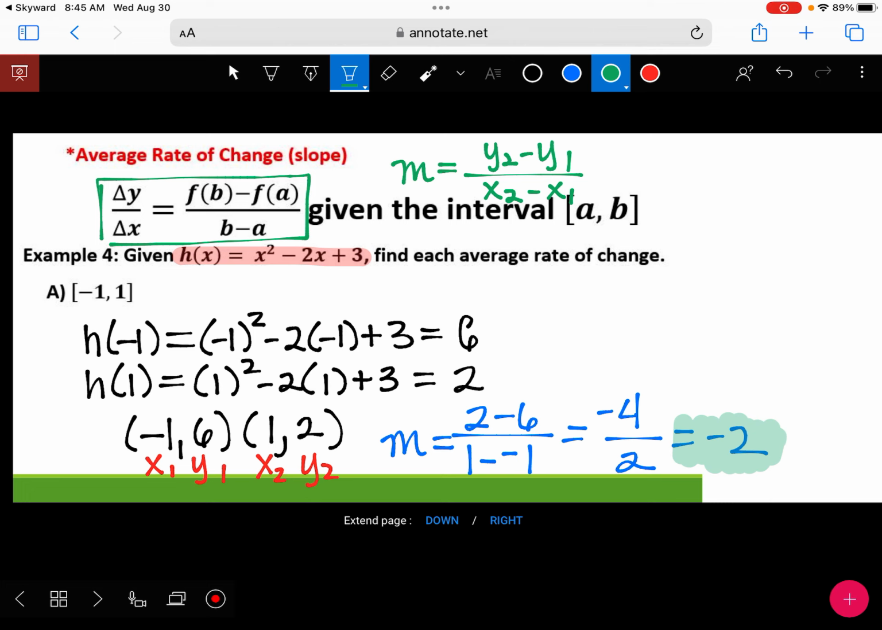So we have a part B, and then that's it. No. So our final answer is what I have highlighted. It's just -2.